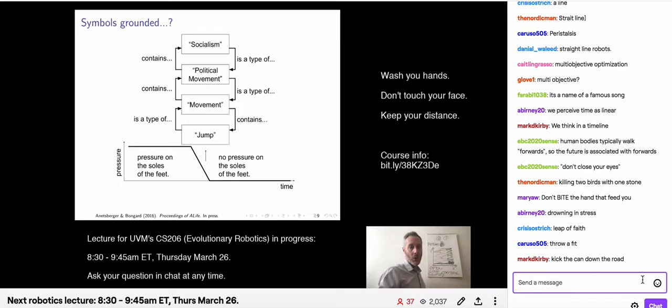So a motoric word is something that really lights up the motor strip. It is a very specific action, like lick, kick, push, jump, and so on. Those are motoric words. Something like movement is less motoric. Political movement is even less motoric still and more abstract. And socialism is an even less motoric and more abstract term.